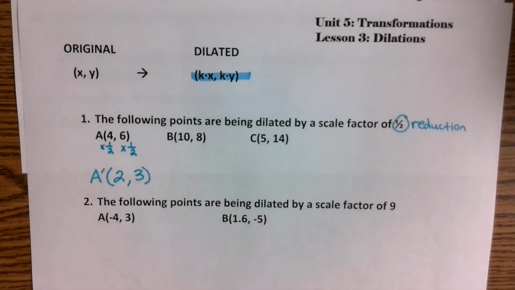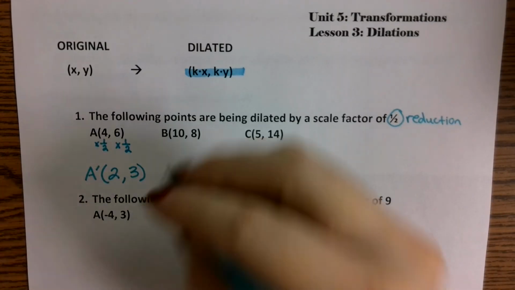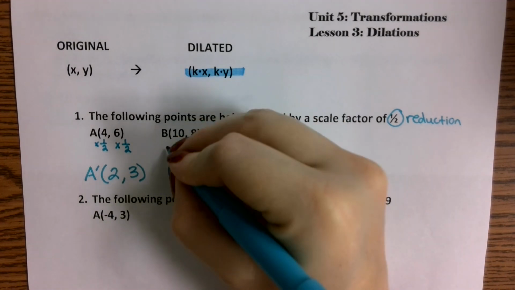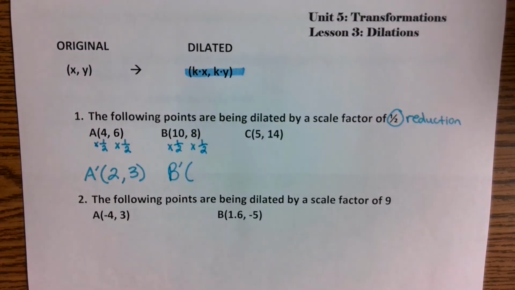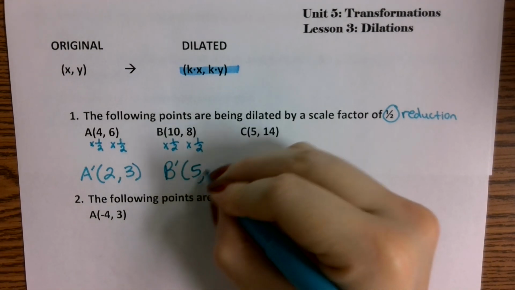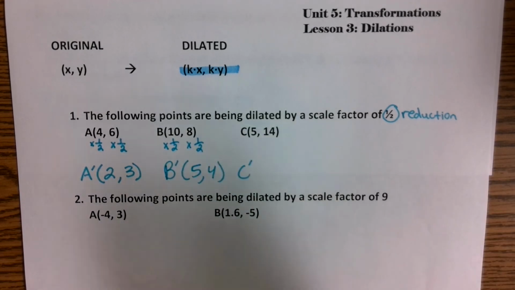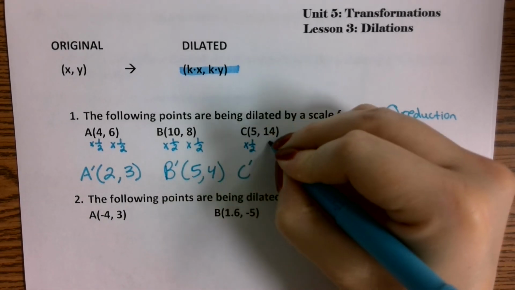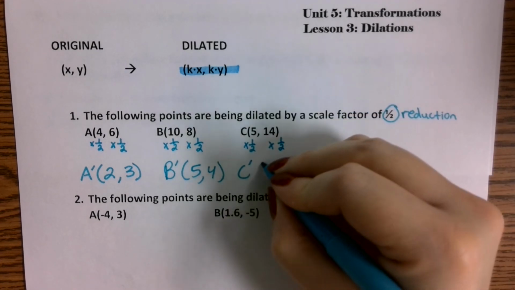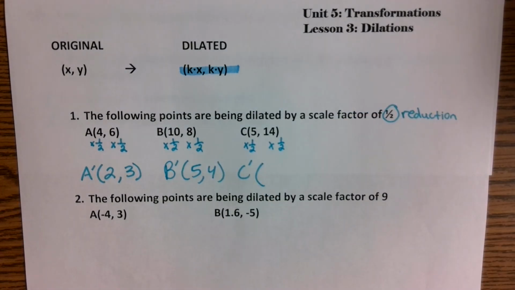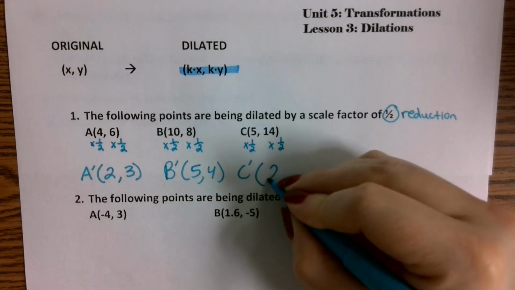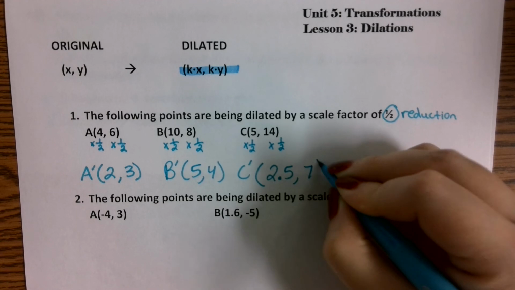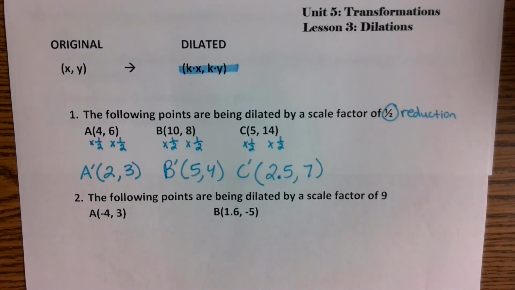All right, so let's go ahead and do this one. So for B prime, if we multiply 10/8 by 1/2, what will our new B prime value become? Kavya? 5/4. Okay, and then for C prime, we're multiplying 5/14 by 1/2, and what will C prime become? Saranj? Good, 2.5 and 7. It's perfectly fine to be able to have decimal values.